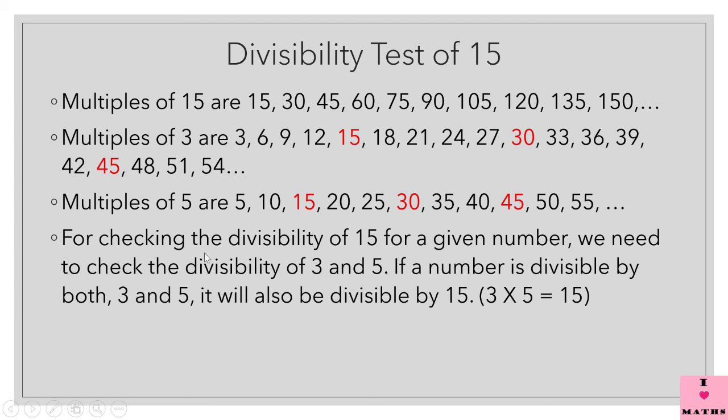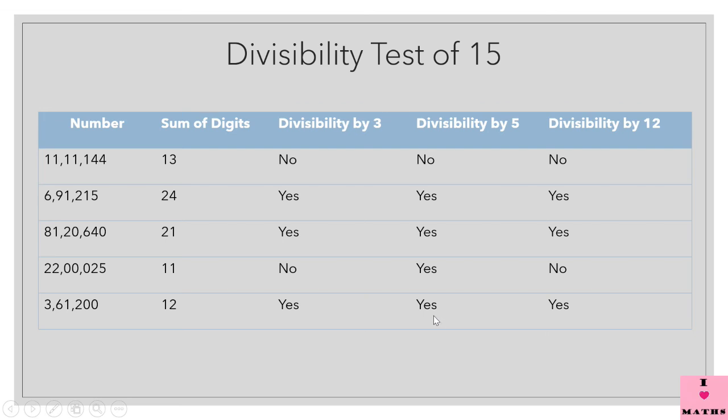So for checking the divisibility of 15 for a given number, we need to check the divisibility of 3 and 5. If a number is divisible by both 3 and 5, it will also be divisible by 15. See children, I hope you have seen the similarity between the divisibility test of 12 and 15. Okay, now let us check the divisibility of these numbers.